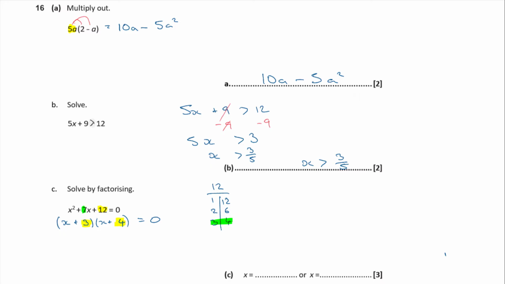So if x plus 3 times x plus 4 is 0, that means that the x plus 3 bracket must have been 0 to start with, or it could have been that the x plus 4 bracket was equal to 0. If x plus 3 is 0, that means that x is minus 3, because minus 3 plus 3 is 0. And if x plus 4 is 0, then x was minus 4, because minus 4 plus 4 is 0. So they're my two solutions: x equals minus 3, x equals minus 4.